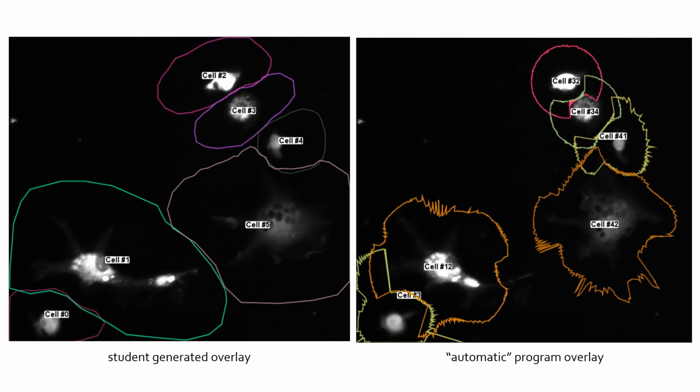Students completed these outlines across hundreds of video frames, resulting in overlays like the one shown on the left. Zent's automatic program generated similar overlays as shown on the right. We then used these to collect more data and compare various parameters like integrated density or mean density of the automatic program to the manual student data, which served as our ground truth.